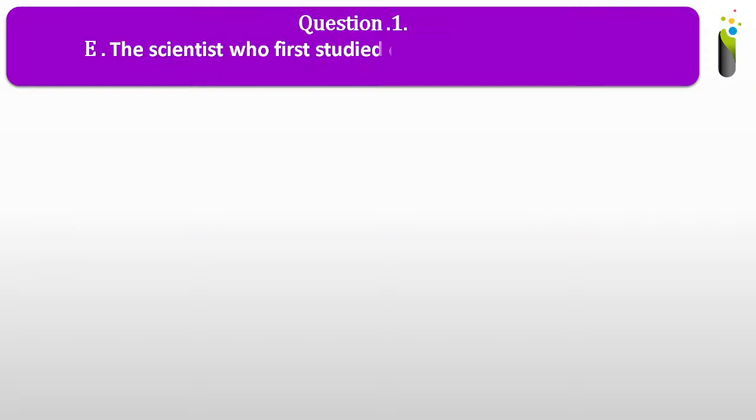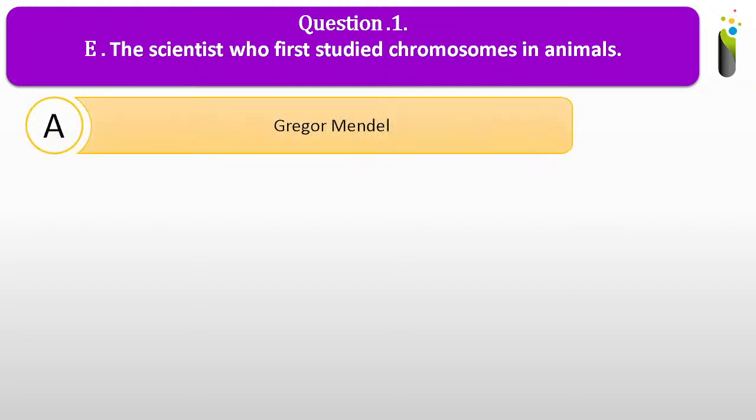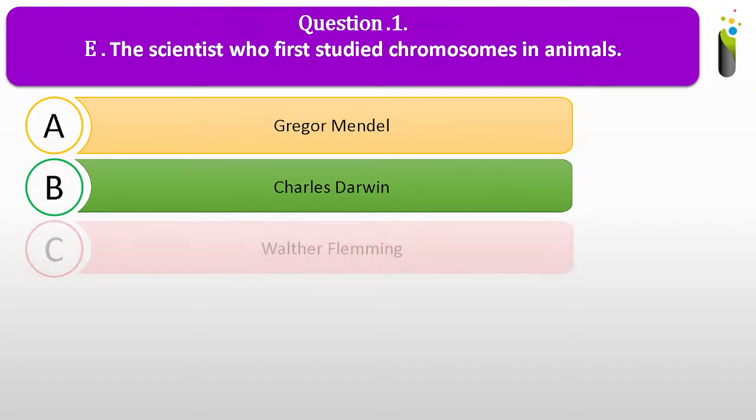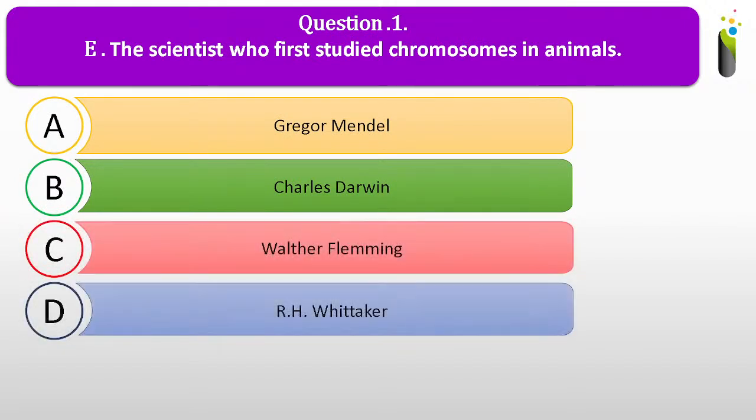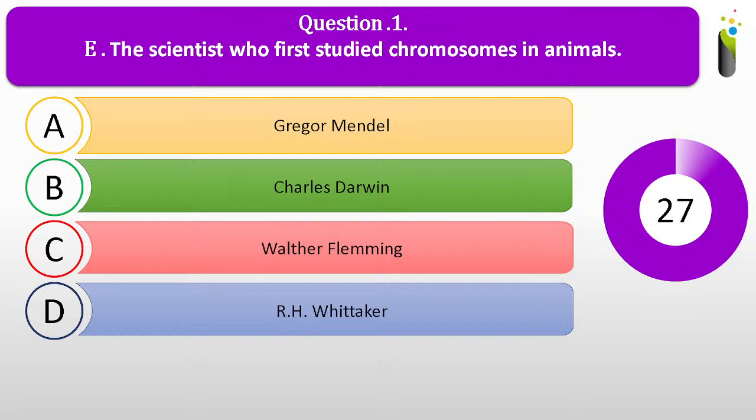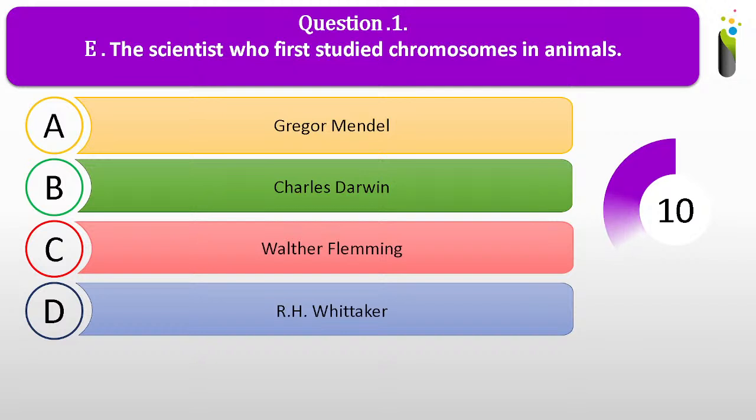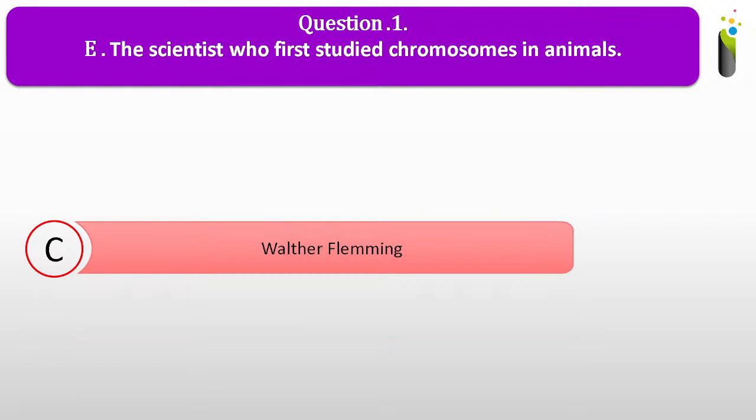Question number 1, sub-question E. The scientist who first studied chromosomes in animals is dash. A. Gregor Mendel. B. Charles Darwin. C. Walter Fleming. D. R.H. Whittaker. So the correct answer, the scientist who first studied chromosomes in animals, is Walter Fleming. Correct, Samana, correct answer.